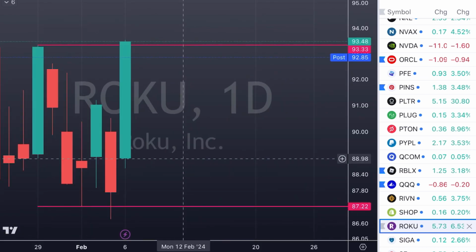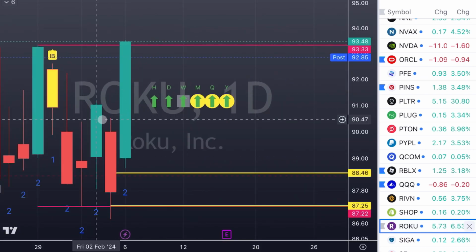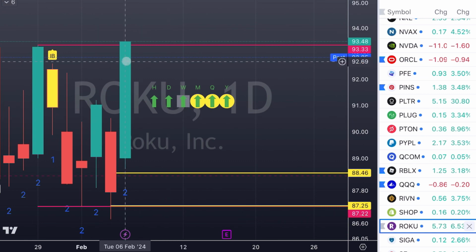We look at Roku. So, Roku, this run to the upside, and I said in the Discord, in the gold room, I told you guys, this broke the 50% mark on the weekly.